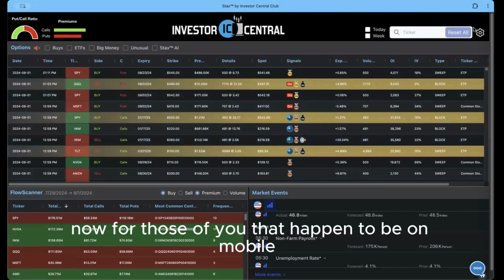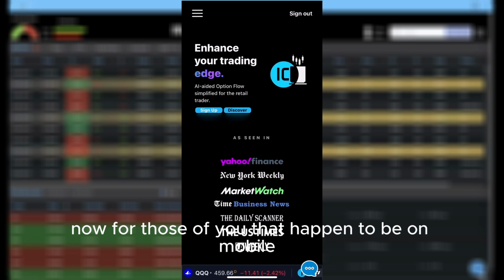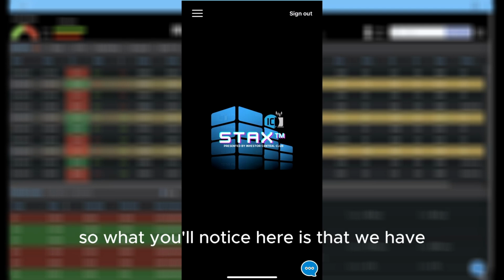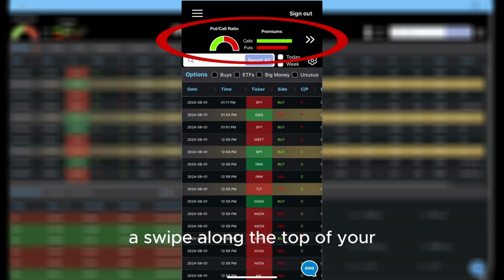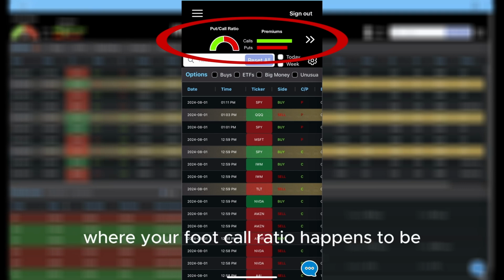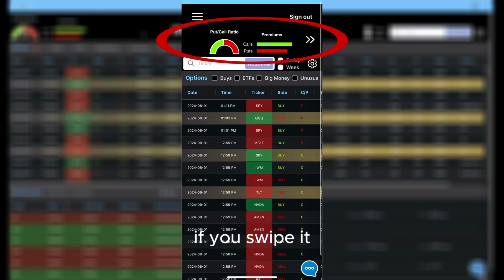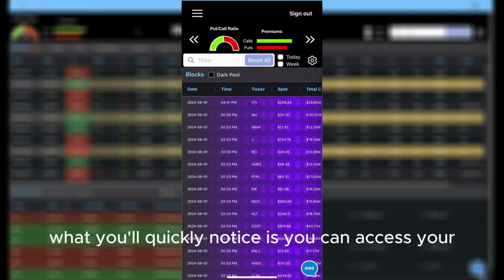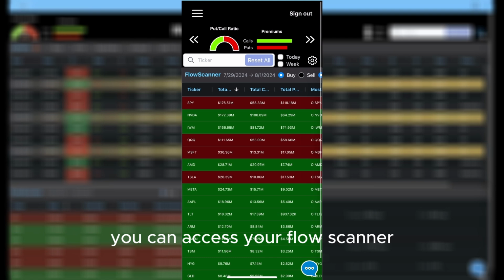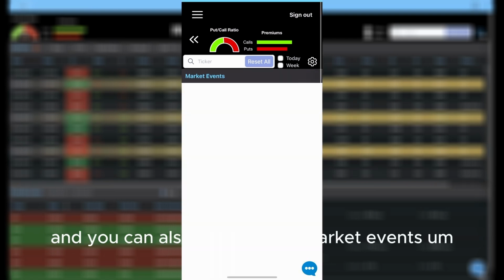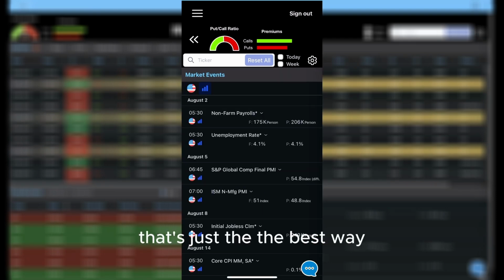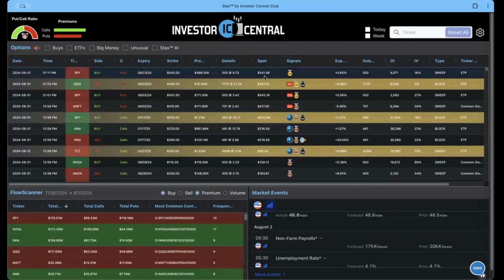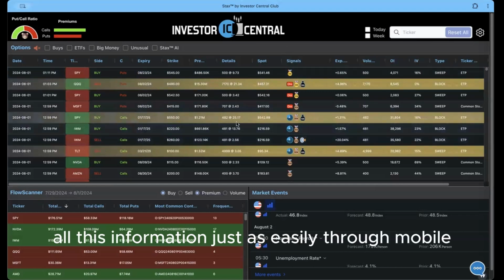Now, for those of you that happen to be on mobile, we have a very limited amount of screen space. So what you'll notice here is that we have a swipe along the top of where your put call ratio happens to be. If you swipe to the left to go to the right side, you can access your equity blocks and dark pool, your flow scanner, and your market events. That's just the best way for us to make sure that things don't get too crowded on your mobile space, but you can still access all this information just as easily through mobile.